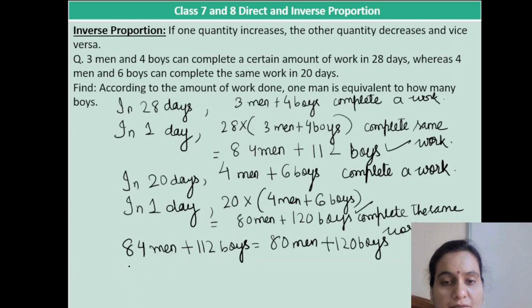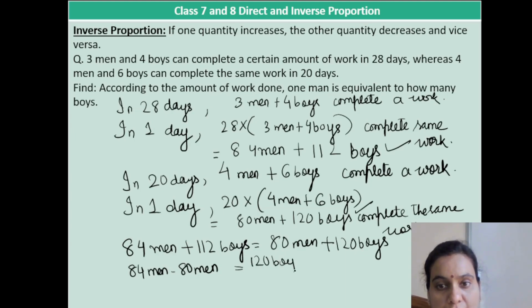So if I equate it, what will it become? 84 men minus 80 men. I'll bring this 80 men from the right-hand side to this side, so it becomes minus. Similarly, I'll send this 112 boys to the other side, so it becomes 120 boys minus 112 boys. 84 minus 80 is 4. So 4 men is equal to 120 boys minus 112 boys, which is 8 boys.